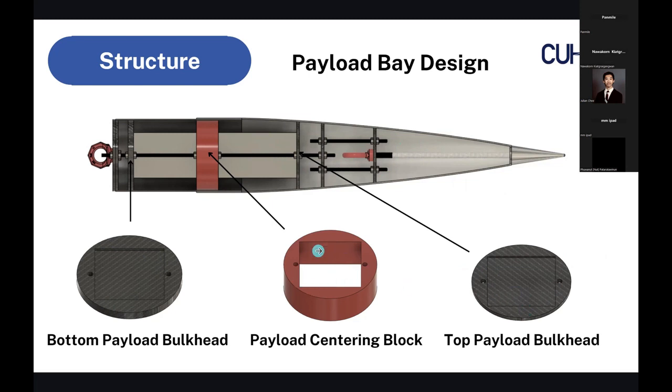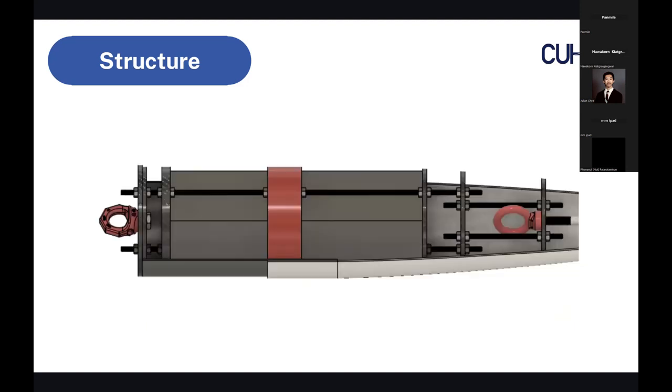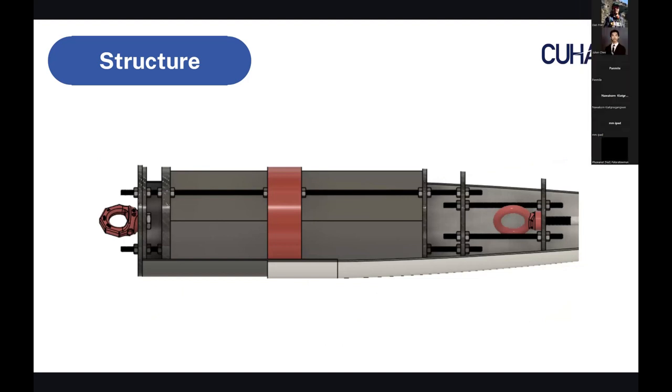So we also have the centering box, which will be secured by a radius screw, and then we have the M10 eyeball at the bottom, so we can have the main parachute at this section. Here is one quick side question.